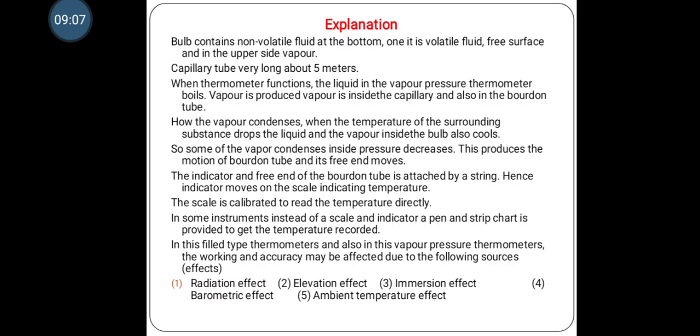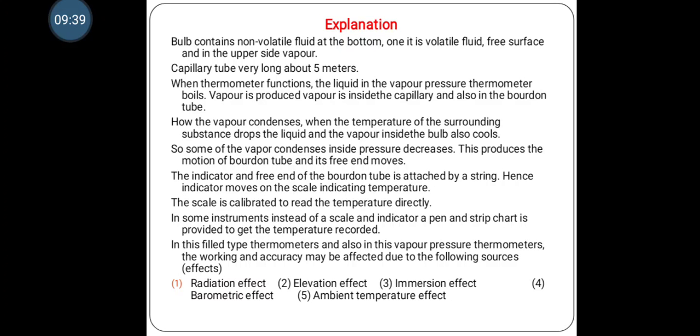Capillary tube very long, about 5 meters. When the thermometer functions, the liquid in the vapor pressure thermometer boils. Vapor is produced inside the capillary tube and also in the Bourdon tube. How does the vapor condense? When the temperature of the surrounding substance drops, the liquid and the vapor inside the bulb also cool. So some of the vapor condenses and the pressure decreases.